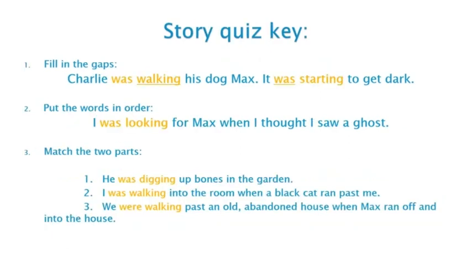I hope these exercises weren't too difficult. Let's check your answers. Number 1. Charlie was walking his dog Max. It was starting to get dark.